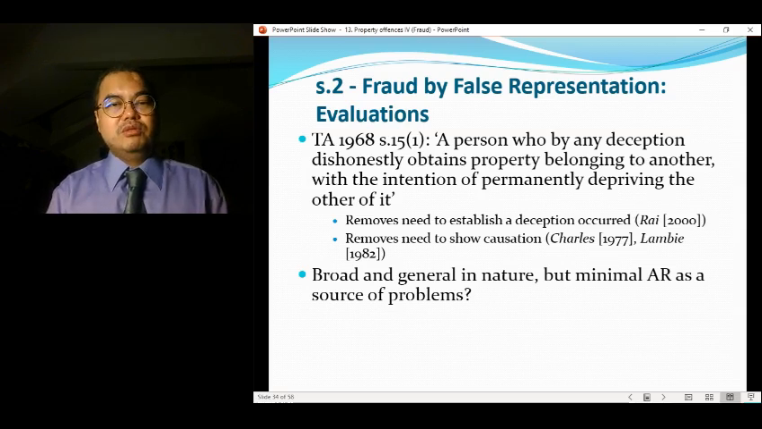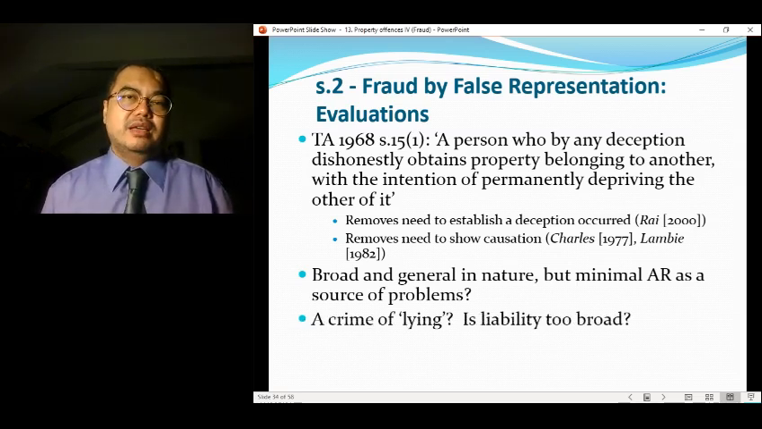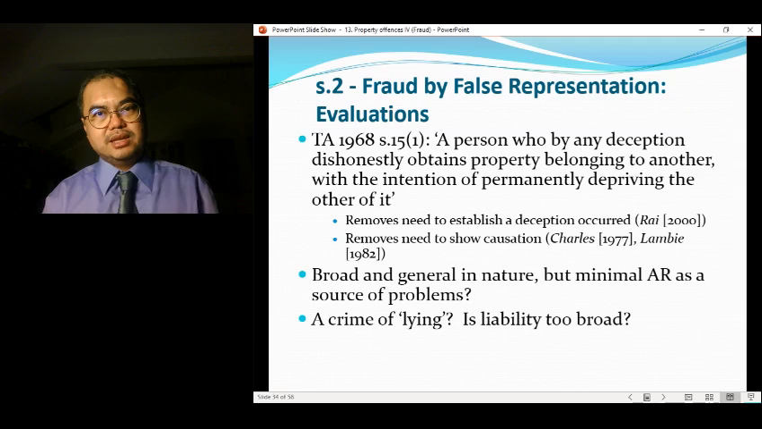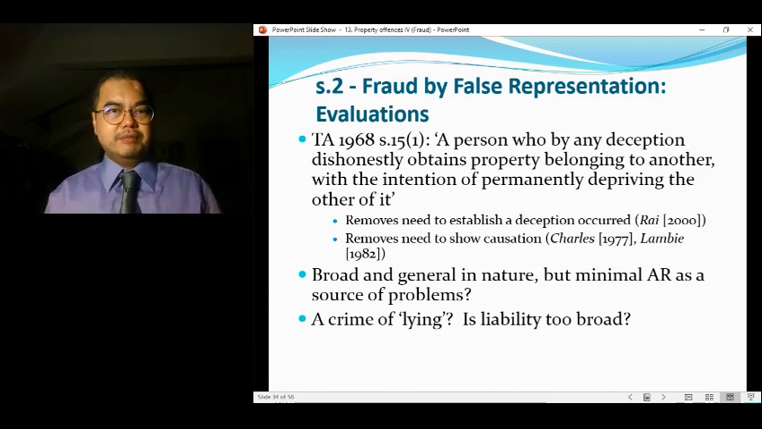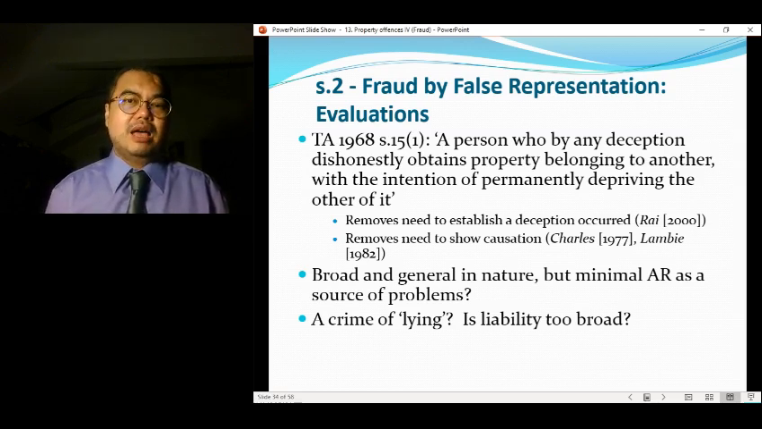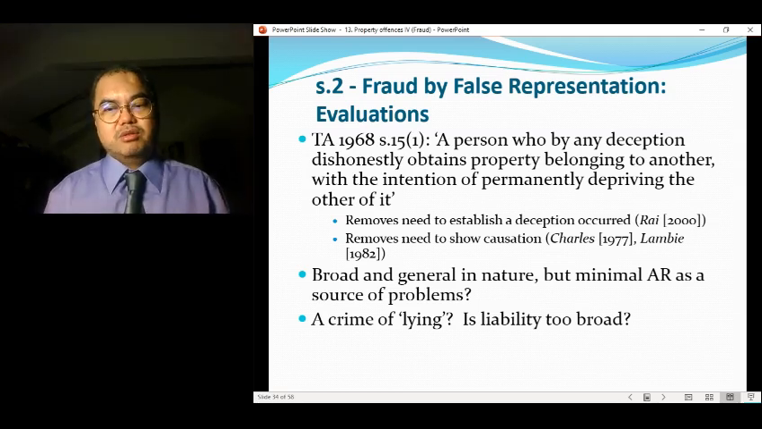Now, the criticism of the new law is that it is too broad and too general. Some have even said that it is actually criminalizing lying. If, for example, I say to all of you now, today is my birthday, I know that is clearly untrue. So I made a false representation, because my birthday is not the 20th of May.